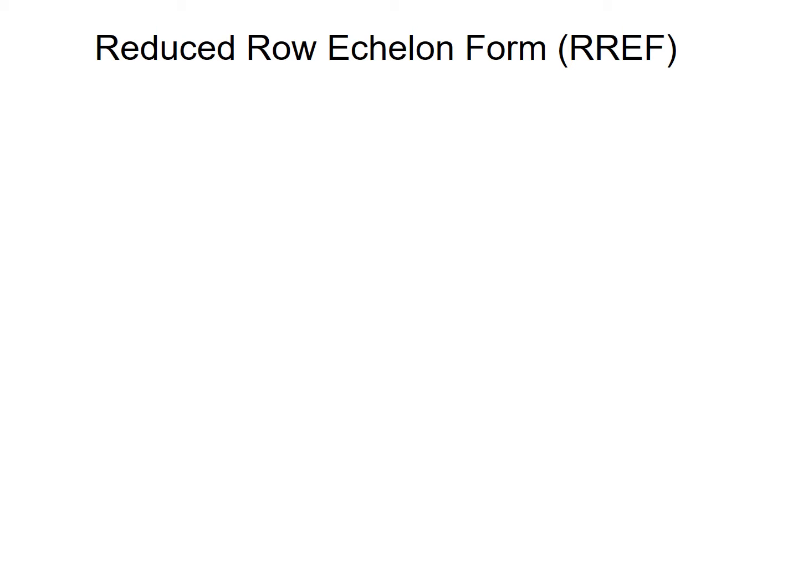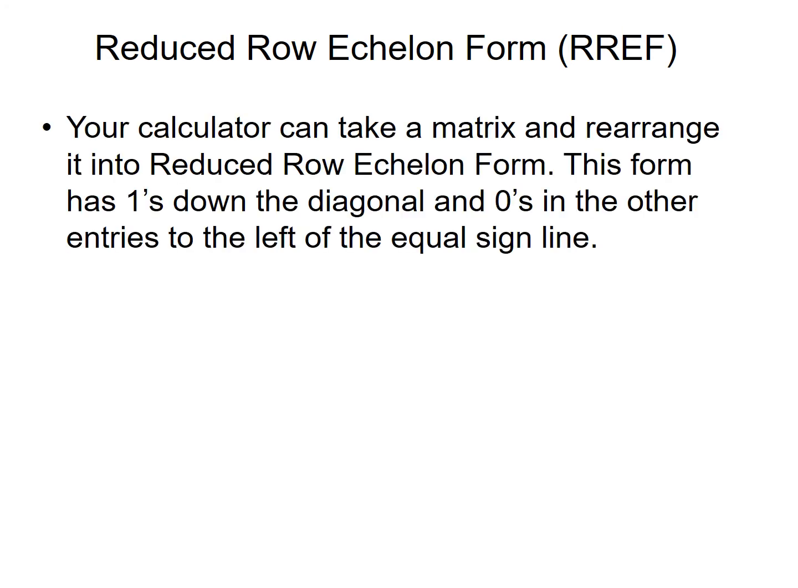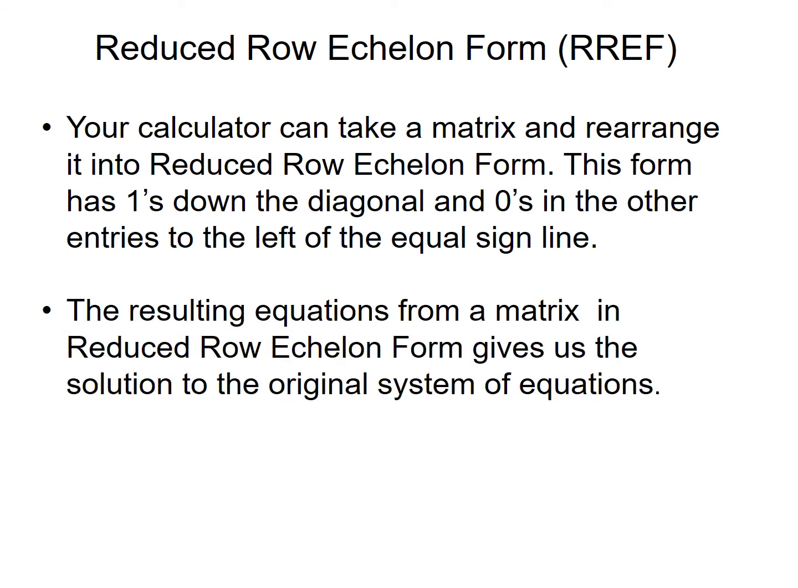The calculator can take a matrix and put it into what's called reduced row echelon form. Now what this form has is 1's down the diagonal and 0's on the left-hand side of our augmented matrix everywhere else. So if we take that resulting matrix from the row reduced echelon form and write equations corresponding to that, that will then tell us the solution to the original system of equations.